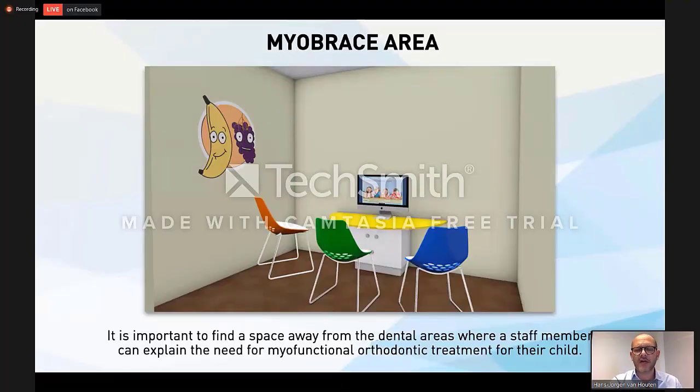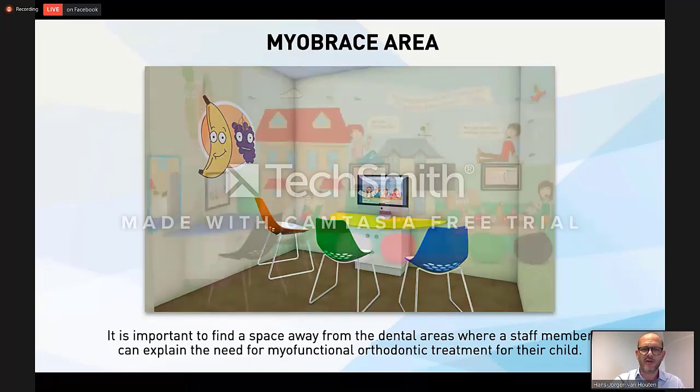Keep it out of the dental chair, create a separate area. Those are the things to start with.